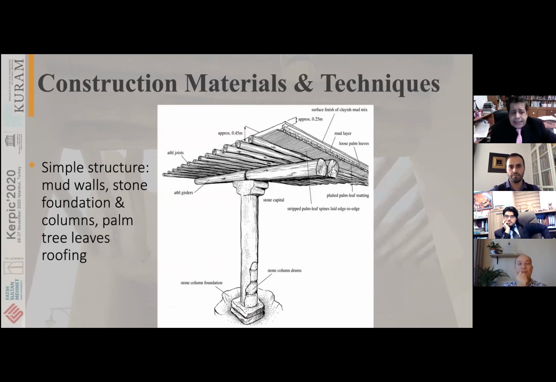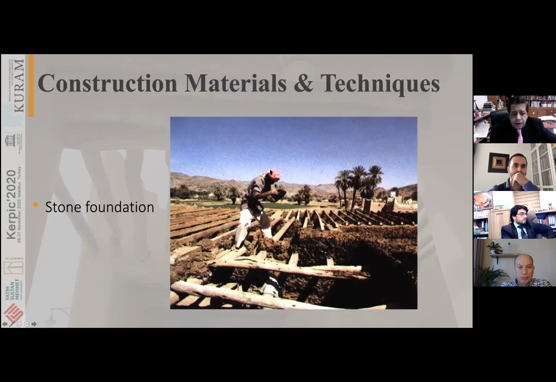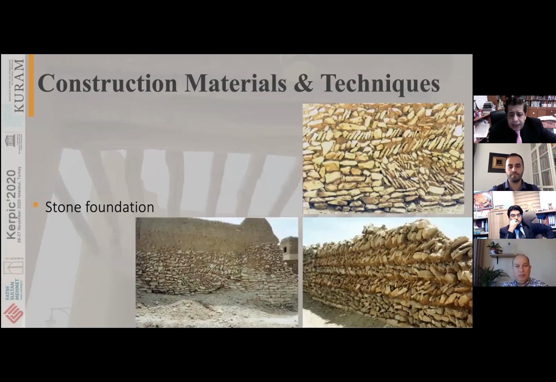Construction materials and techniques. The Najdi buildings feature simple structure, simply mud walls, stone foundations and columns, palm tree leaves, and trunks for beams and roofing. Stone is the foundation. The stone is brought from surrounding hills, or probably from the site in some areas where the quality of sand is not that good, and mixed with gravels and stones. We see the stone foundation.